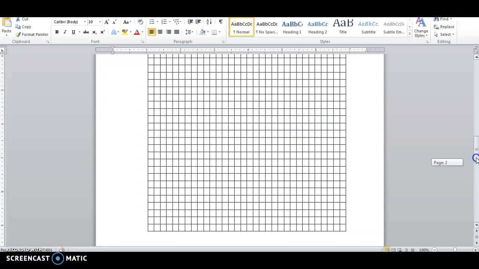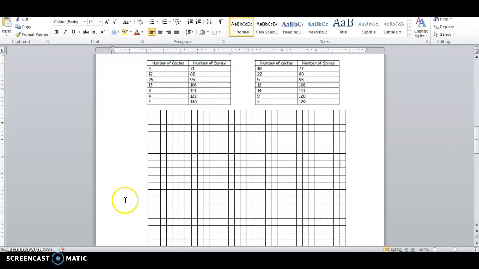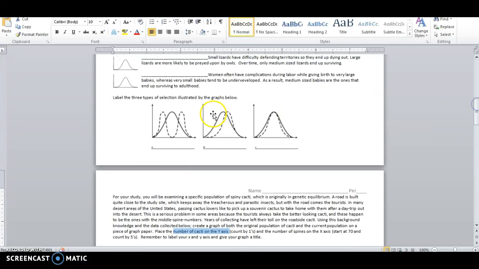Okay? Now you're going to graph the original population. You're going to connect the dots. And then the second population, you're going to connect the dots. And you should see a pattern like one of these graphs. Okay? And you're going to have to write down what the pattern is.